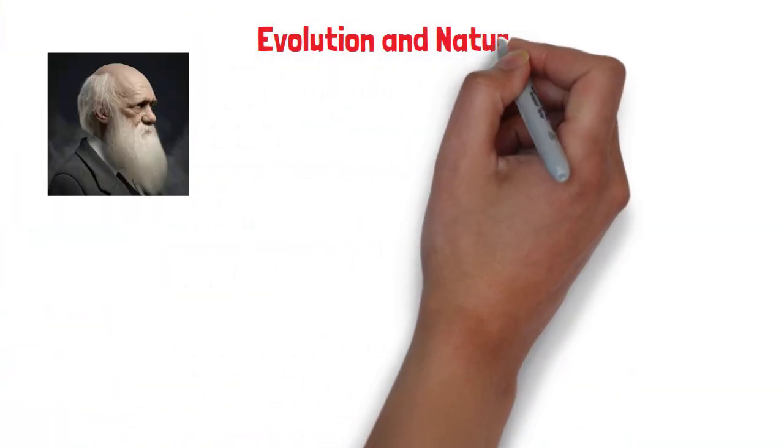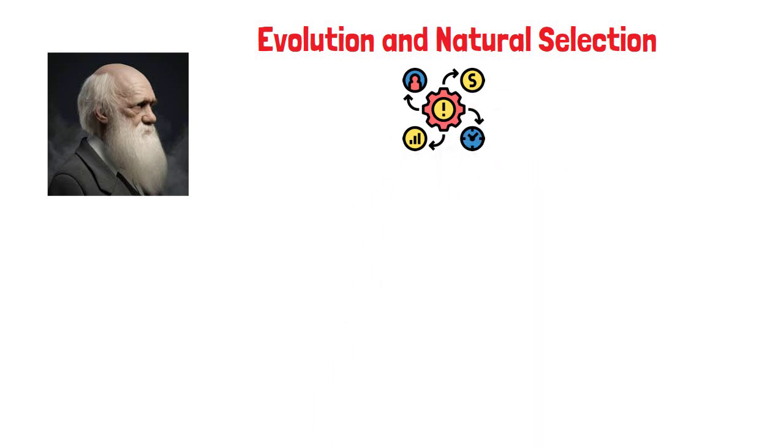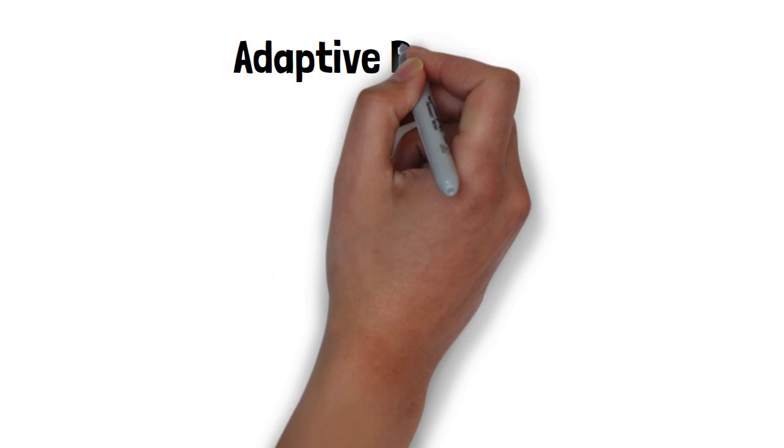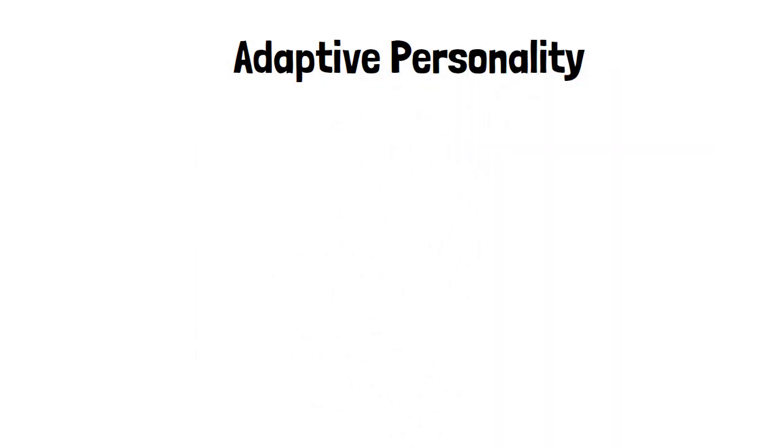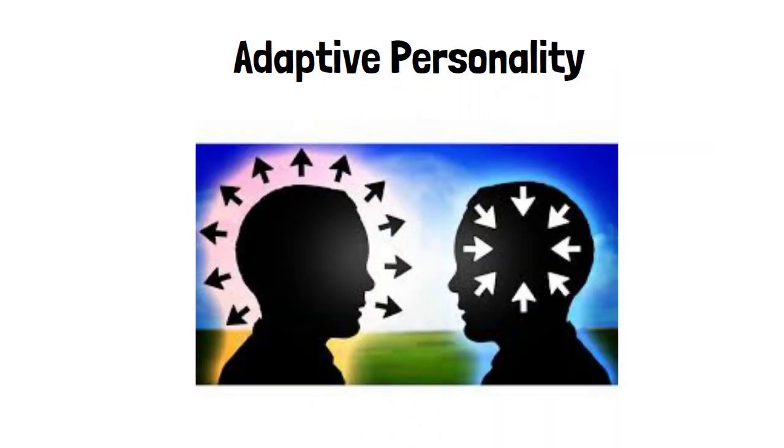Charles Darwin's theories on evolution and natural selection have profoundly impacted evolutionary psychology. It applies Darwin's principles to explain that personality is adaptive, suggesting certain behaviors and traits developed over time because they improved our ancestors' chances of survival and reproduction.